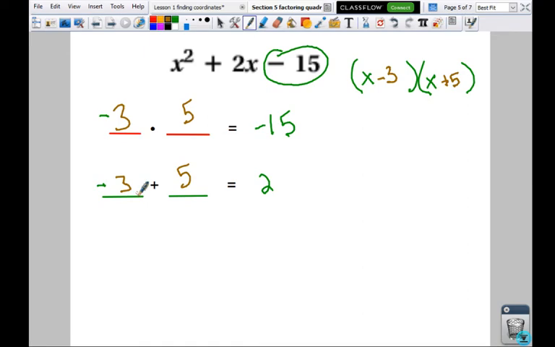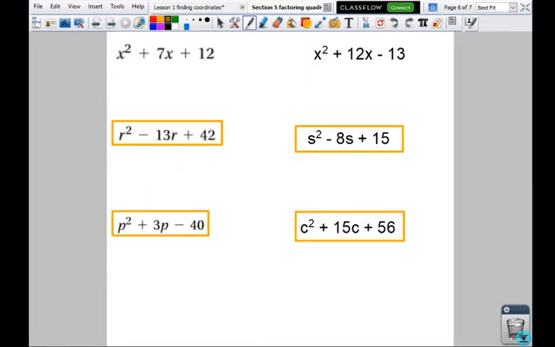All right, I think we're going to do one or two more together, and then you guys are going to do a few on your own. Help me out on this first one. I'm going to go what times what. Lily, help me out. What's the number on the end? 12. And then what do they have to add up to? 7. Yep. So I want to know what times what is 12 and adds up to 7. Before I find them, I'm going to put my parentheses. And because they're x's, I'm going to go x and x.